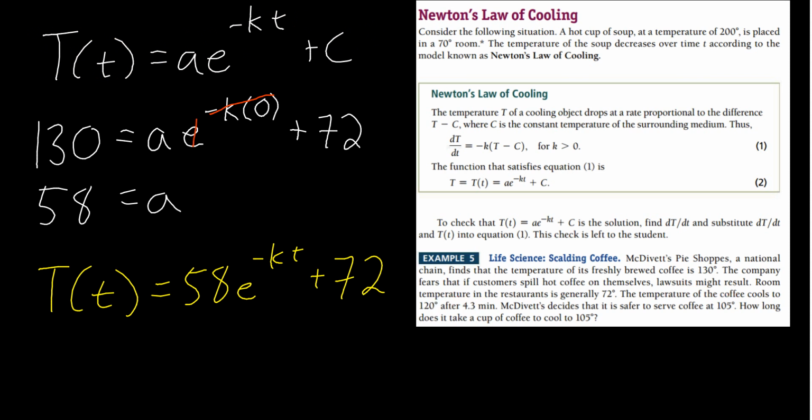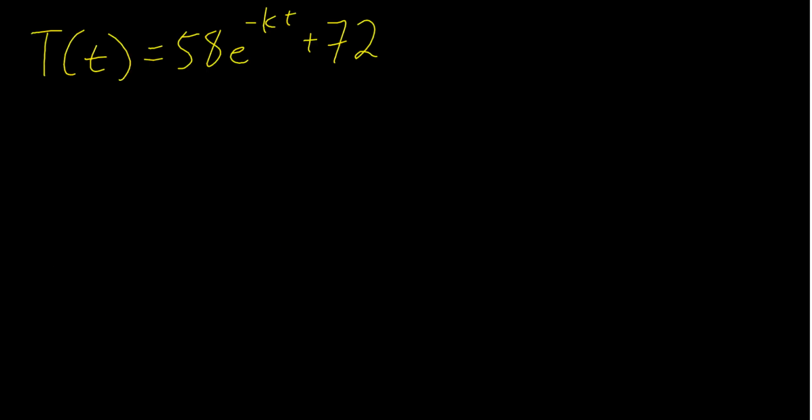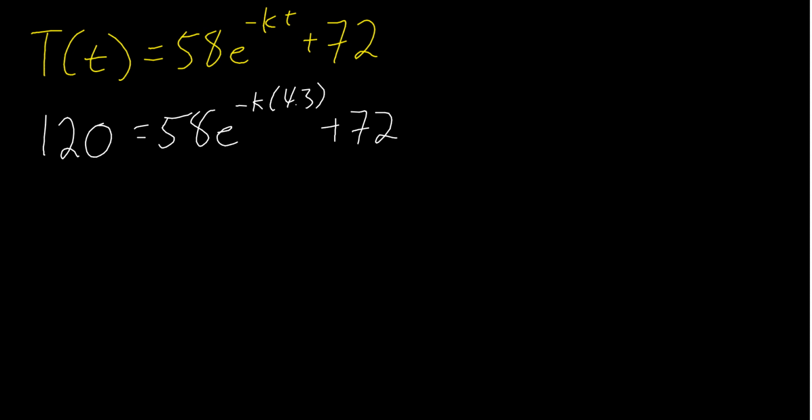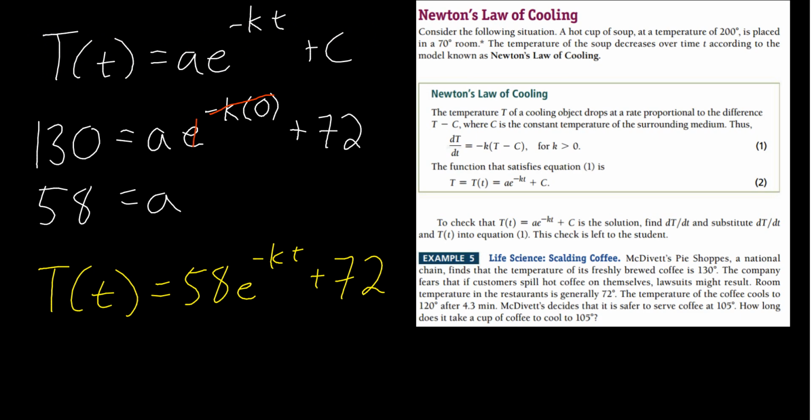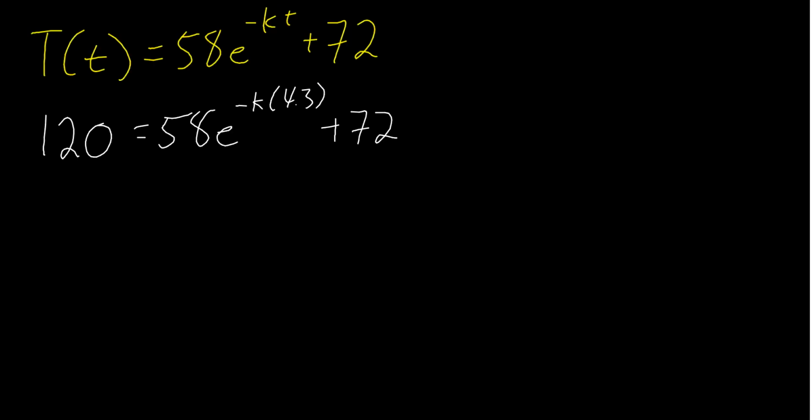So now it reads the temperature of the coffee cools to 120 degrees after 4.3 minutes. So we're going to put 4.3 for little t and 120 for big T, and then we're going to figure out what k is. So we're just filling in blanks here. So again, it cools to 120 degrees, and then we've got 58 e to the negative k, and then t was 4.3. Yeah, 4.3. And then we solve for k.